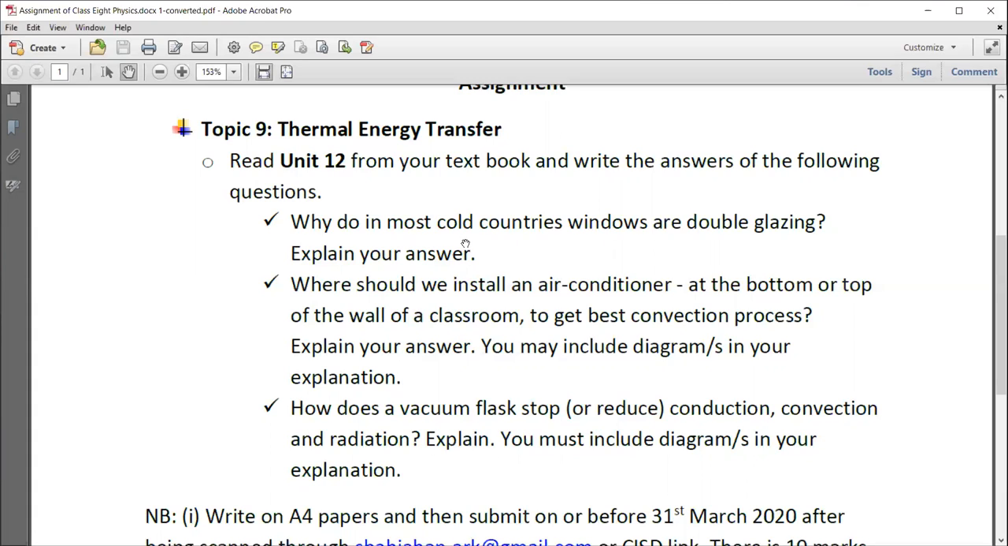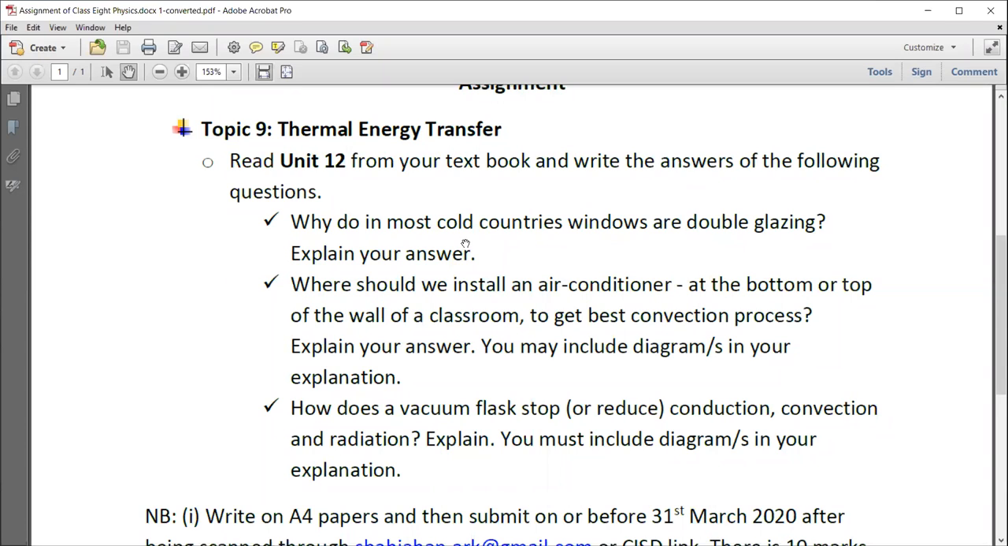Any more questions on vacuum flask? I didn't understand the convection. Can you repeat? Okay, very good. Thank you for your question, Shafkat. So look, convection is the second phase here, right?